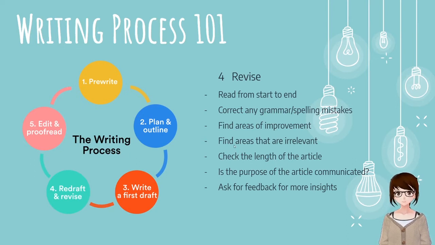And after that, of course, you want to make sure that the goal of your article is always consistent. Your article has a purpose that you want your readers to know. And so make sure that you are not digressing too much from the topic. So finding areas that are irrelevant is also just as important as adding more stuff in. So cutting out, removing, and just polishing it. Also, remember to check the length of the article.